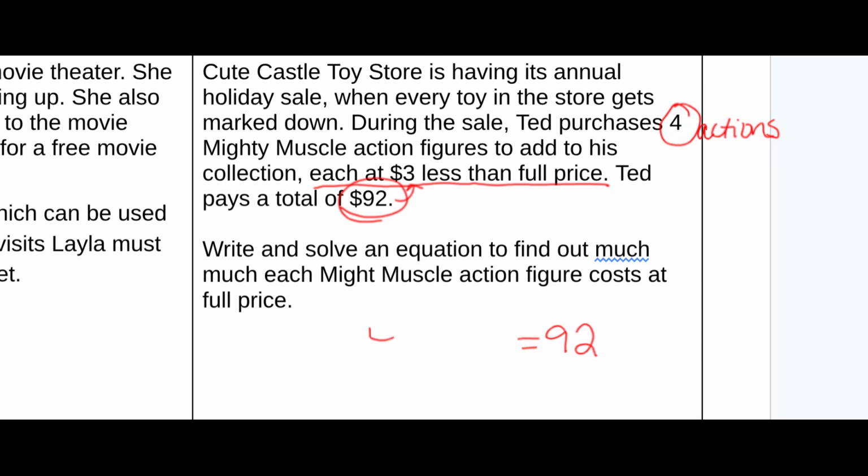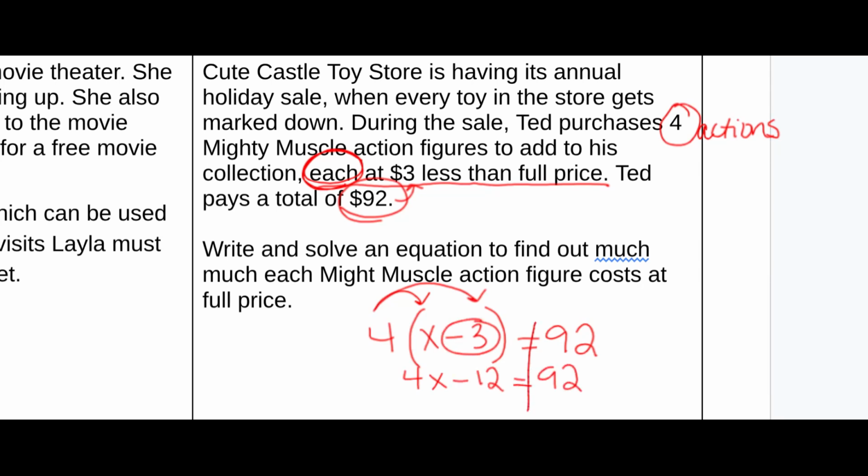So the 4 action figures, that word each right there clues you in that you're going to need parentheses. Each action figure is getting 3 off the price. Okay? It's not a one-time $3. It's all 4 action figures. Each gets $3 less. And then you're just going to solve your equation. So 4 times x would be 4x. 4 times negative 3 would be negative 12 equals your 92.